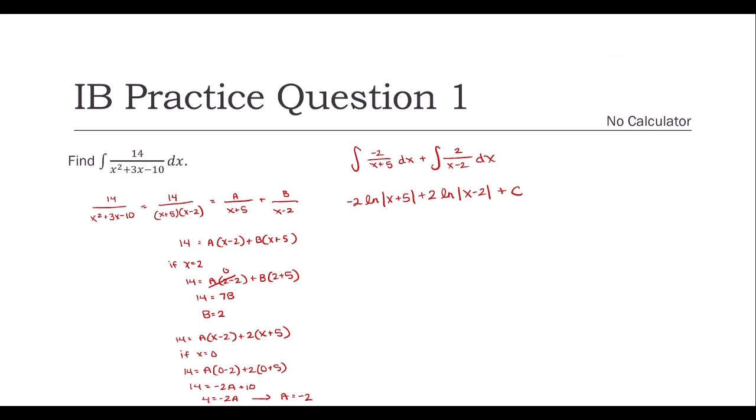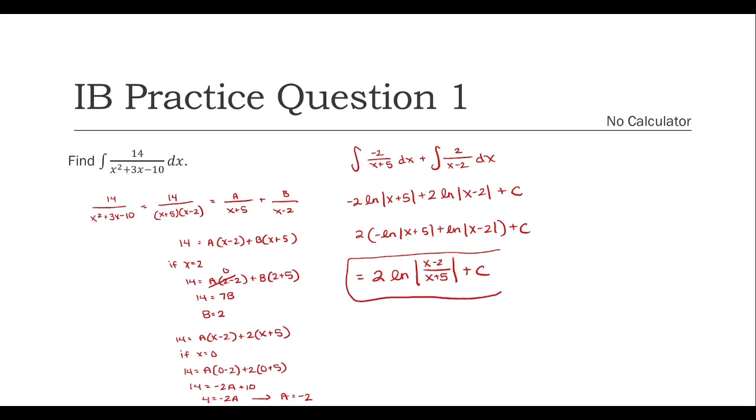We can pull the 2 out front, so we have 2 times negative natural log of the absolute value of x plus 5, plus the natural log of the absolute value of x minus 2, plus c. Then we can combine our natural logs, so we'll have 2 times the natural log of the absolute value. Our positive one will go in the numerator, and our negative one in the denominator, plus c. So this is the solution to that problem.